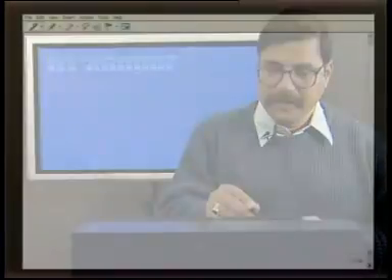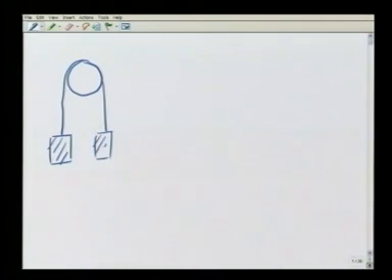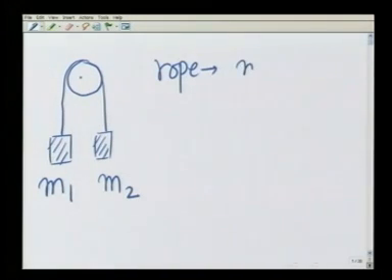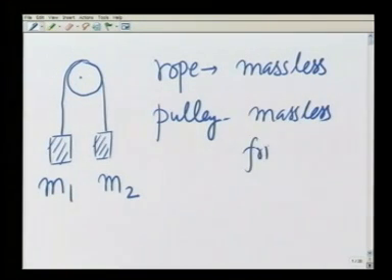Let us now look at the second example of constrained motion that I considered earlier, and that was the Atwood's machine, in which 2 masses are tied on a string that is passing over a pulley that is massless and frictionless, and so is the string. So, let us write again. This is mass m1, this is mass m2, rope or the string is massless for simplicity, and pulley is massless as well as frictionless.